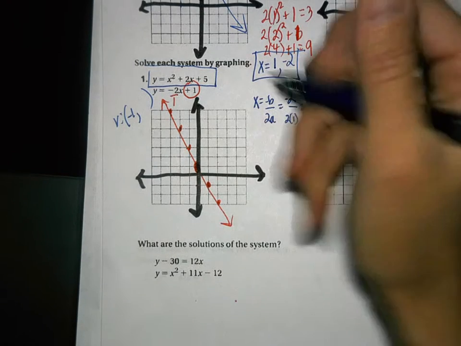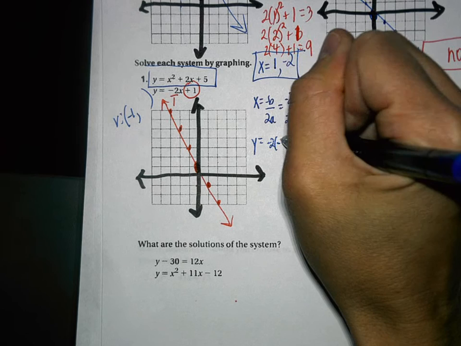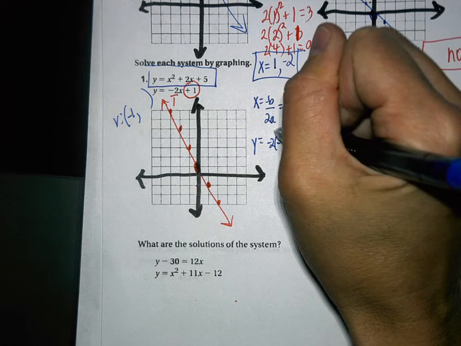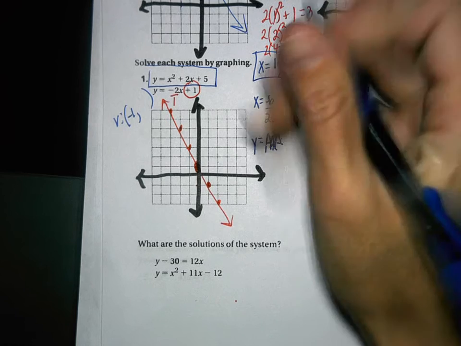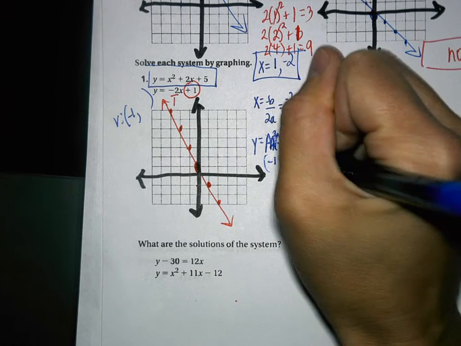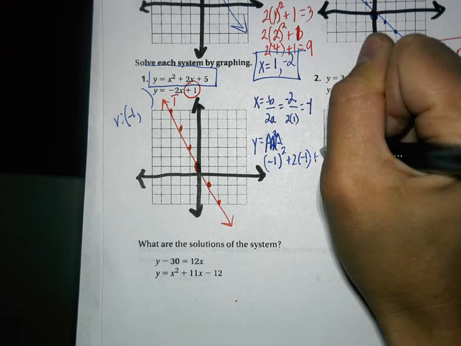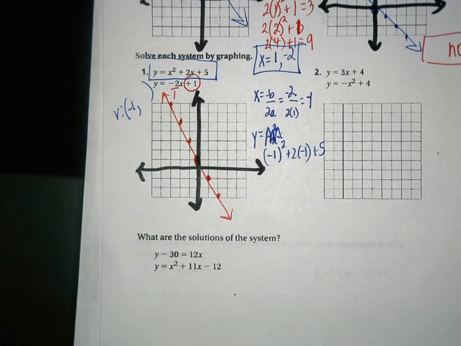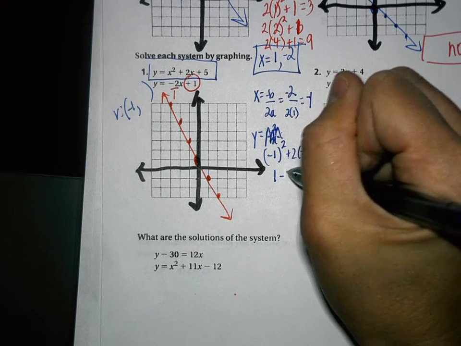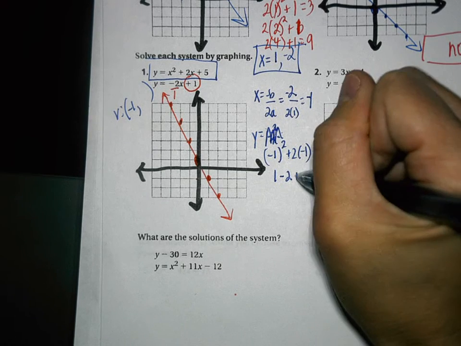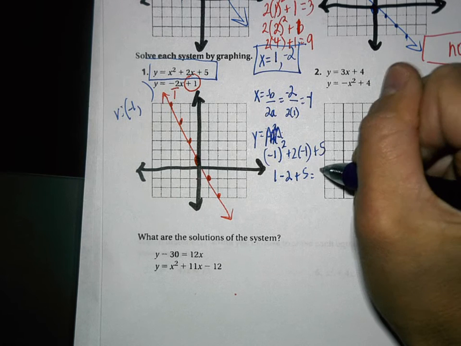Very good. Plug it in. So y equals negative 1 squared plus 2 times negative 1 plus 5. What is negative 1 squared? 1. 2 times negative 1 is? Good. Plus 5. And we simplify there, and what do we get? 4.